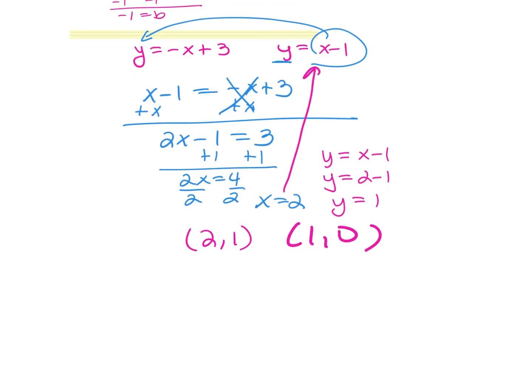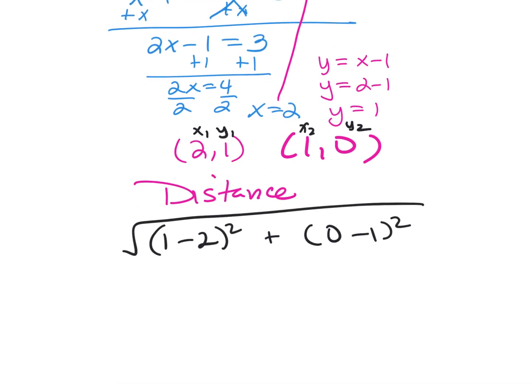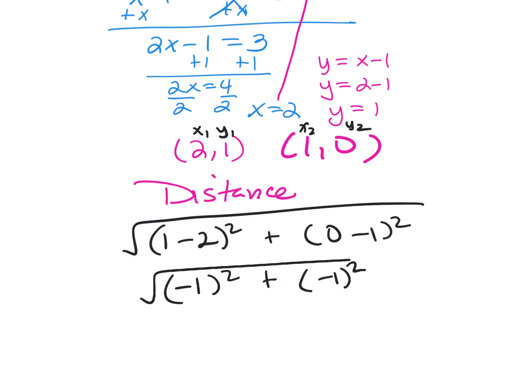And then this is going to be the distance, and I'm going to use the distance formula now. So now I need to find the distance between these 2 points. And again, it doesn't matter which one you call x1, y1. So let's say this one's x1, y1, x2, y2. So 1 minus 2 squared plus 0 minus 1 squared, all under the radical. Negative 1 squared plus negative 1 squared, 1 plus 1, and the distance is the square root of 2.